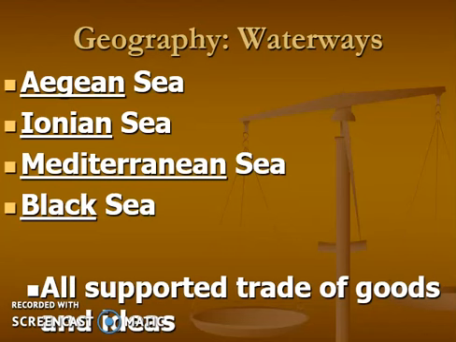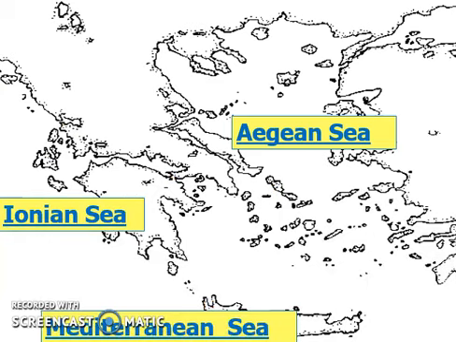There are four major seas that are associated with ancient Greece that you should be familiar with: the Aegean Sea, the Ionian Sea, the Mediterranean Sea, and the Black Sea. The reason we study these seas is to understand how information and goods are going to get to Greece. Greece is largely surrounded by water, and so there will be a lot of trade over water all around the Mediterranean Sea to and from Greece. And so these seas are going to facilitate that or help that.